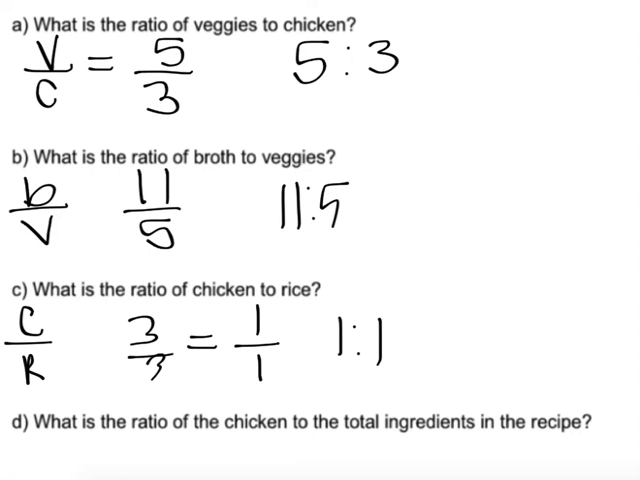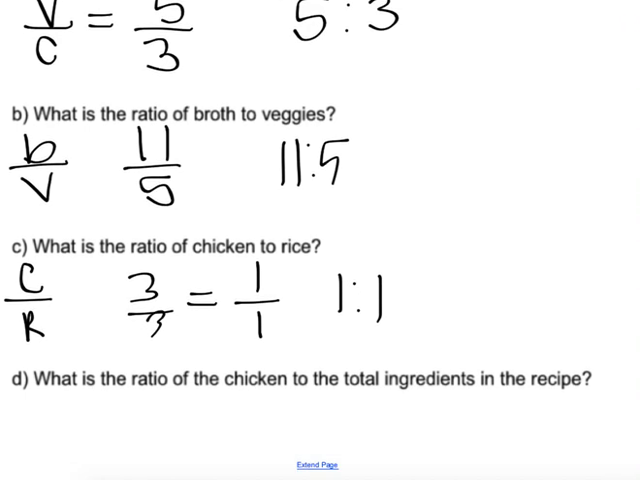Now it's wanting to know what is the ratio of chicken to the total ingredients in the recipe. So if I'm wanting chicken to the entire total ingredients of my recipe, I'm going to go chicken to total. Now remember our total was 22 and chicken is 3. So I have a 3 to 22 ratio.